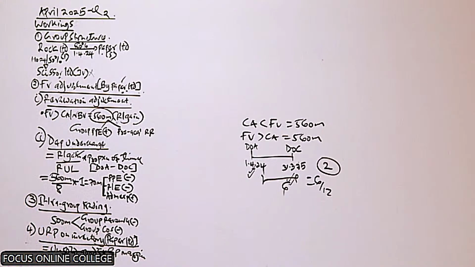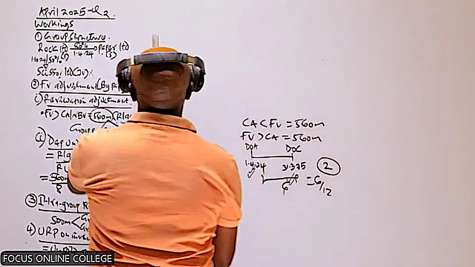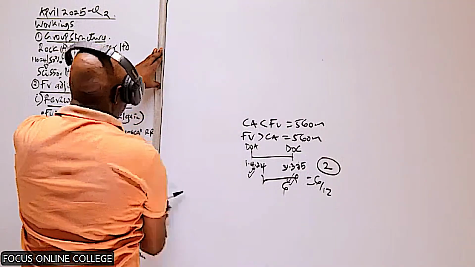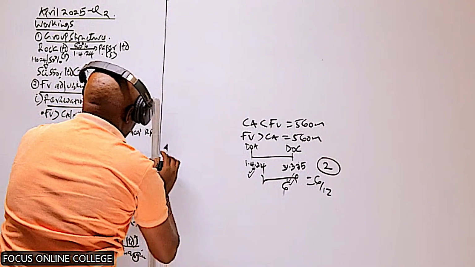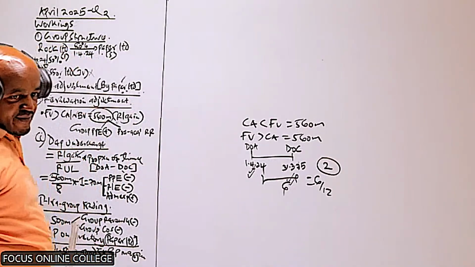Times the gross profit margin. That is the formula you need to remember, the formula for computing the amount of unrealized profit. So let's proceed and compute the unrealized profit by applying this formula.